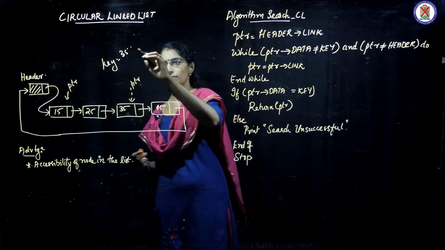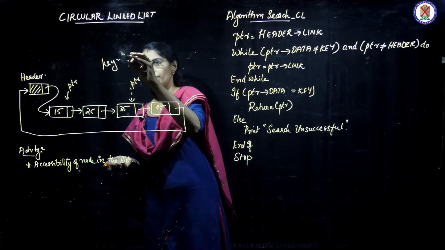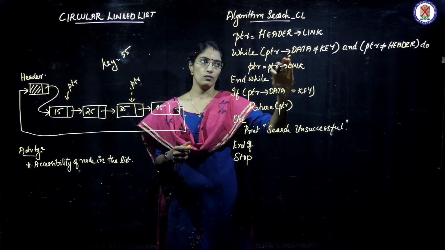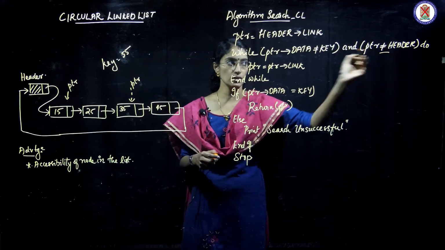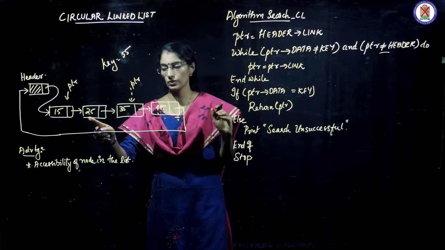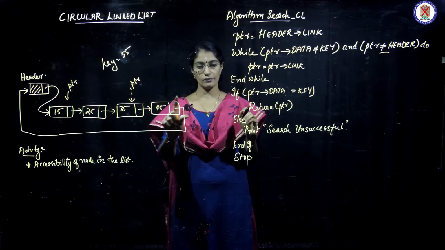Now suppose we have another key value, let's say 55. What happens here? The while loop gets exited according to this condition. We have checked for 15, that is not the key value. We have checked for 25, that is not the key value. 35, 45. Naturally, I have reached the last node.